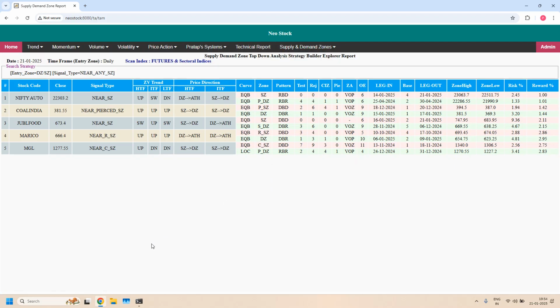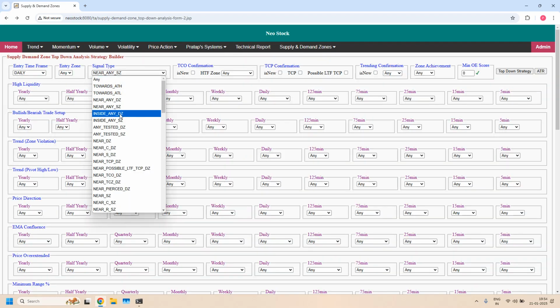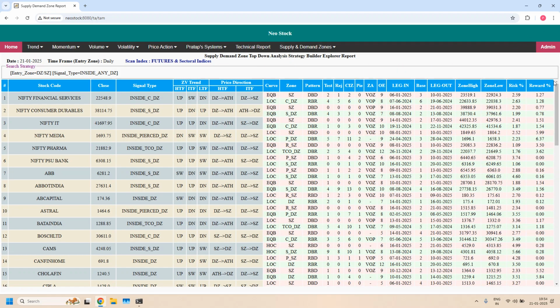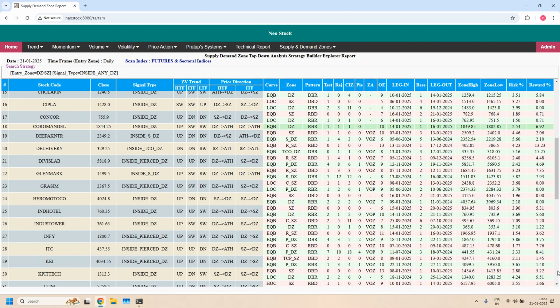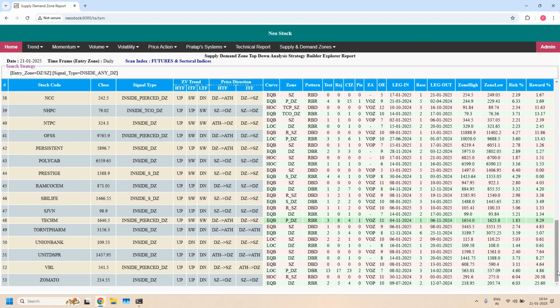Next, daily time frame, price closed inside the daily demand zone. We got 53 stocks. First 15 stocks in the list. I'm scrolling the list down. So total 53 stocks are filtered.